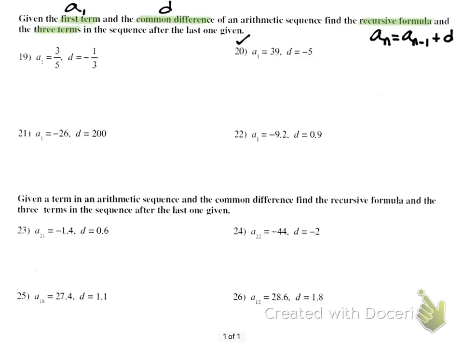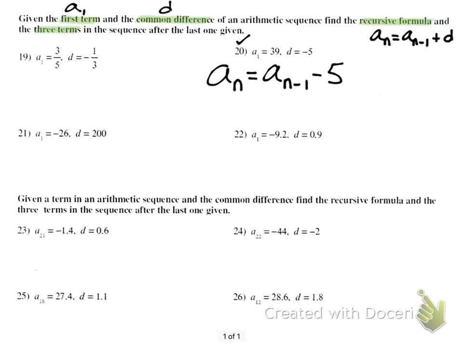First thing we see here is the recursive formula that I just wrote out: a sub n equals a sub n minus 1 plus the variable d, the common difference. In number 20, they tell us that a sub 1 equals 39. So in the general formula, a sub n equals a sub n minus 1, we're taking away 5 each time. Instead of writing down d, we're going to write down subtracting 5.